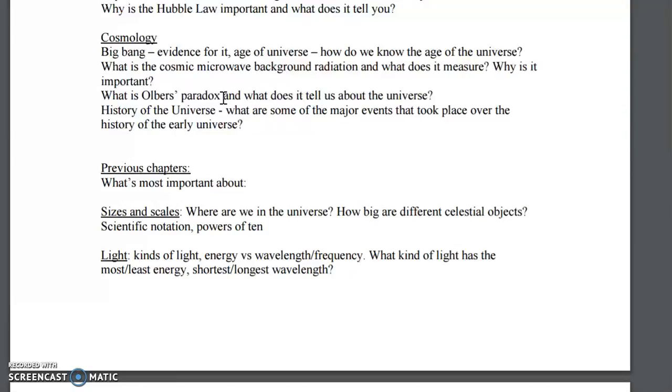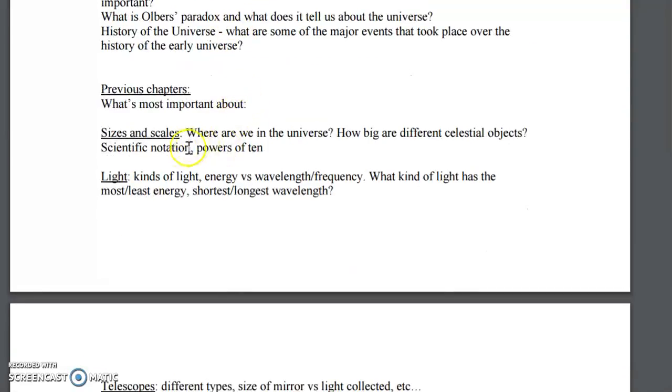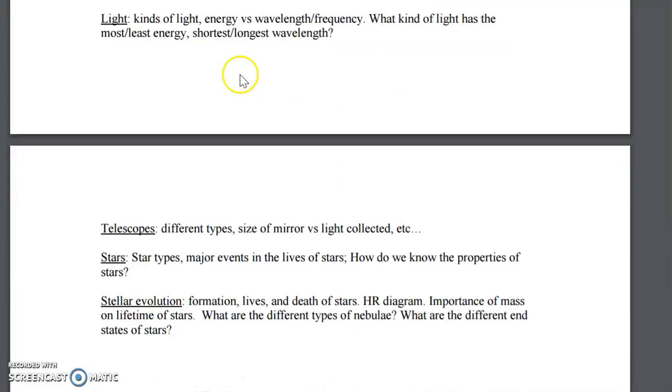So that's the majority of the material, and then there'll be some material from previous chapters, such as basic stuff like size and scales of things, how big are stars versus planets, galaxy clusters, that sort of thing. Remember your scientific notation. There'll be some questions about that. Light, we spent a lot of time on light, so just review the light chapter.